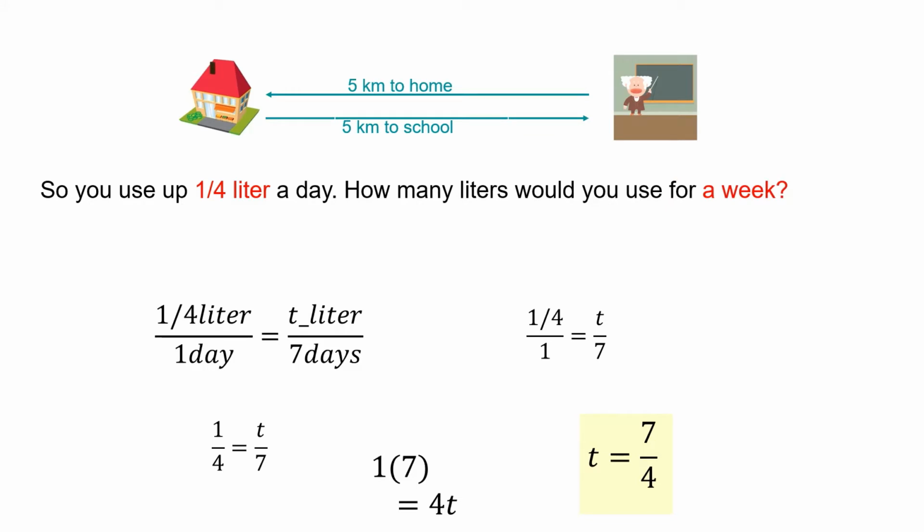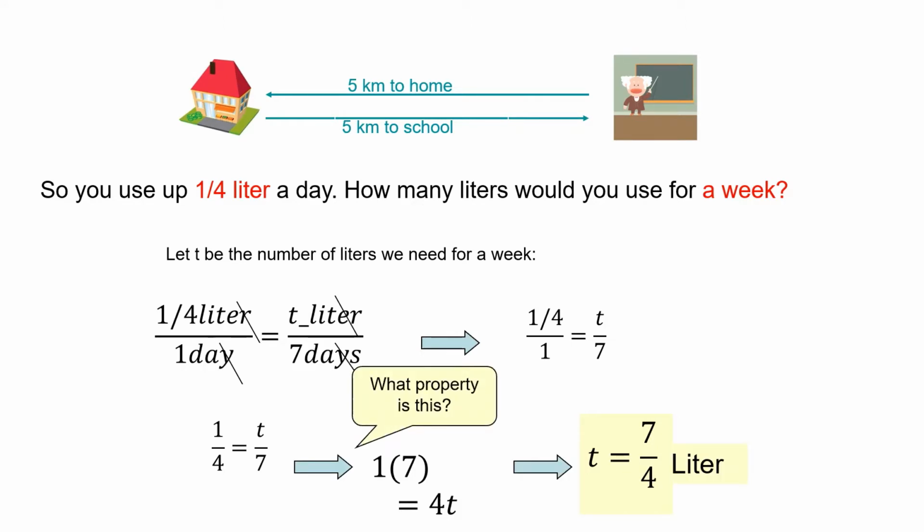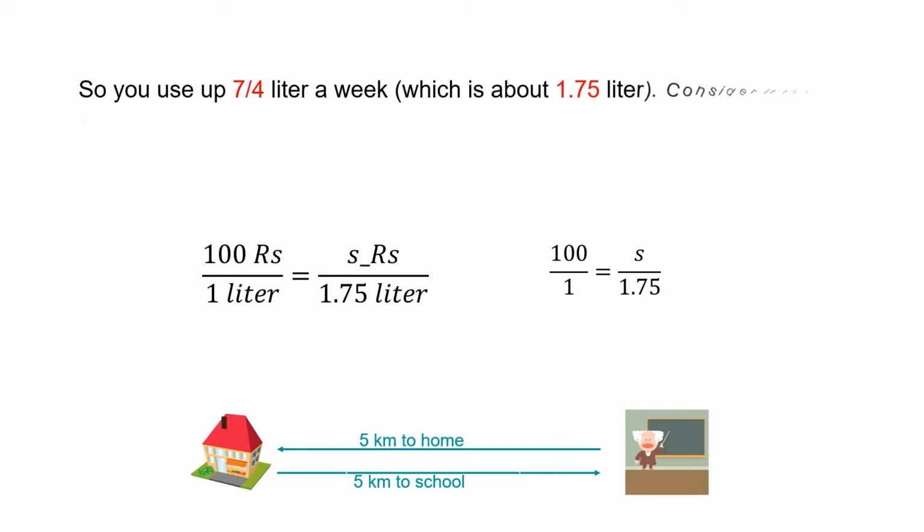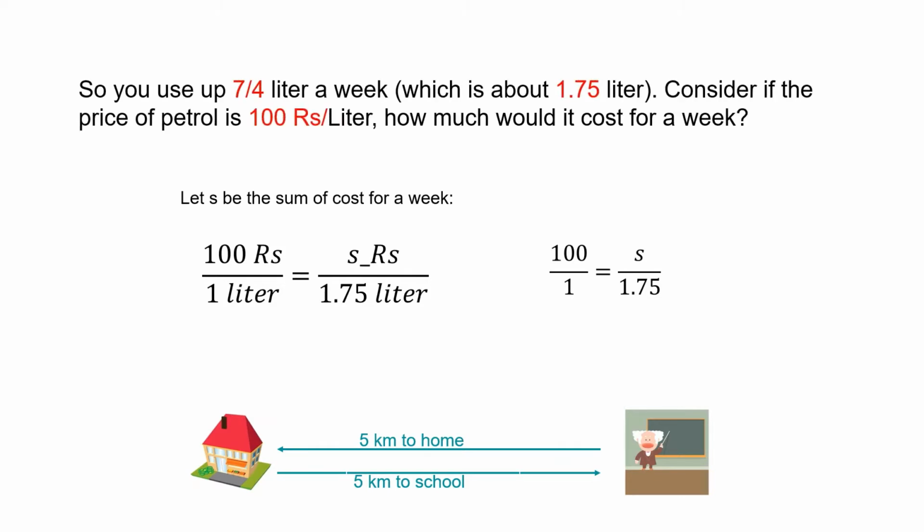How many liters would you use for a week? Let T be the number of liters we need for a week. So we can write 1 by 4 divided by 1 is equal to T by 7. After solving this, we get T equal to 7 by 4 liters. So you use up 7 by 4 liter a week, which is about 1.75 liter.